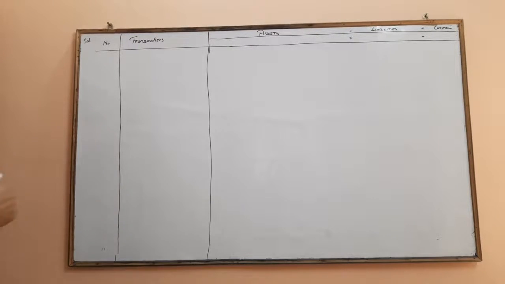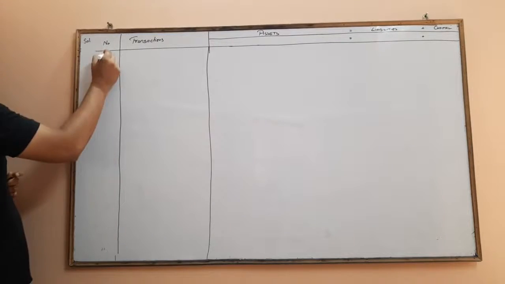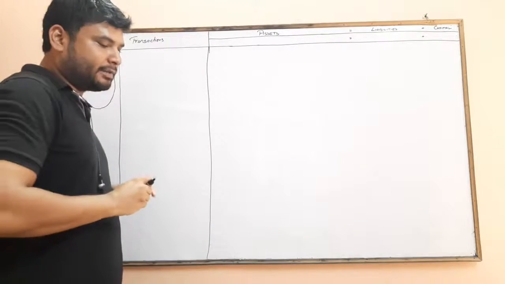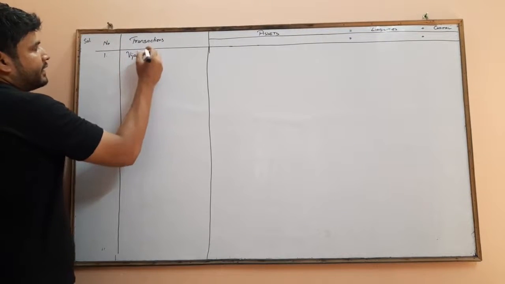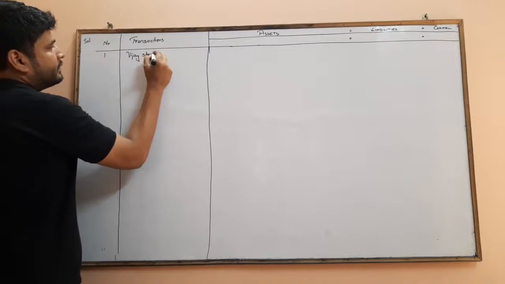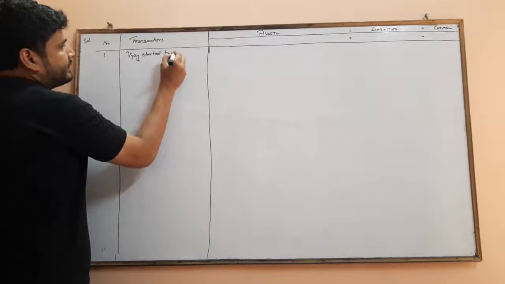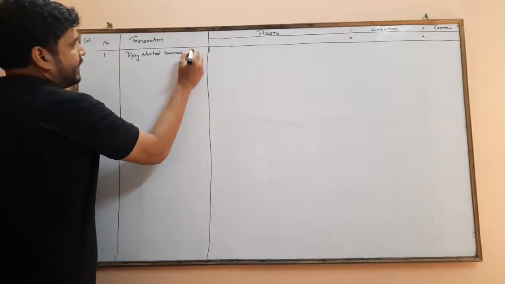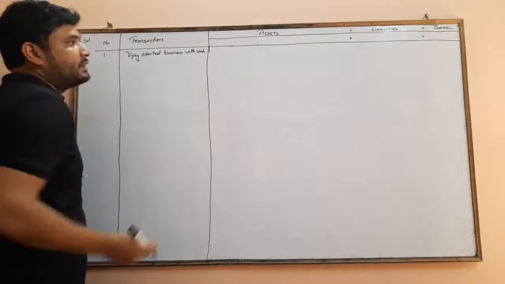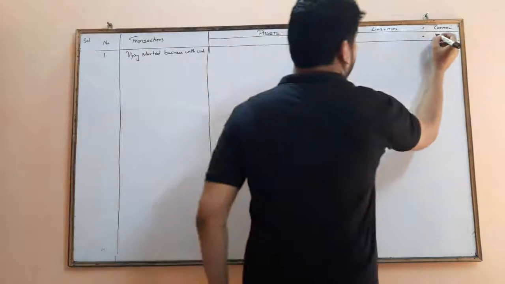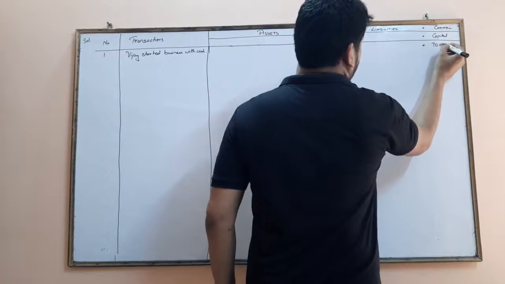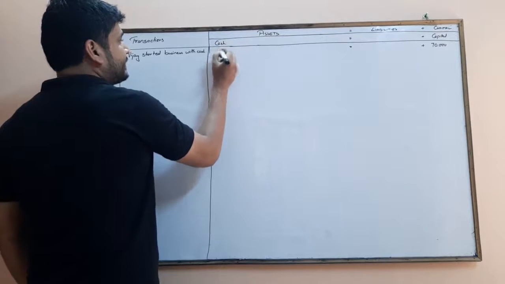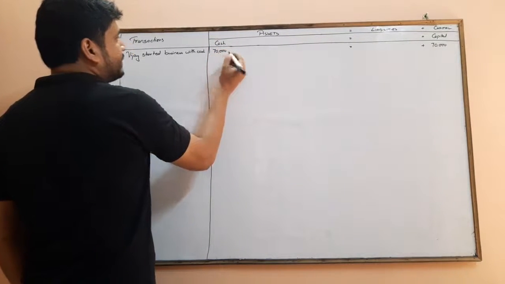Now let us do the question which we have just read. Point number 1, Vijay started business with cash. Now he is starting a business. So in the transaction we write down Vijay started business with cash. Vijay is the owner of the business, so whatever money is brought by Vijay is the capital. So under the capital we write down plus 70,000. He is bringing it in the form of cash, so it becomes an asset for the company. So 70,000 in the cash.